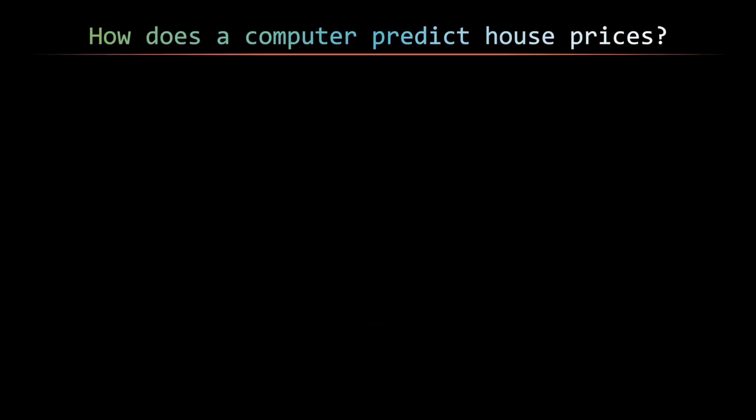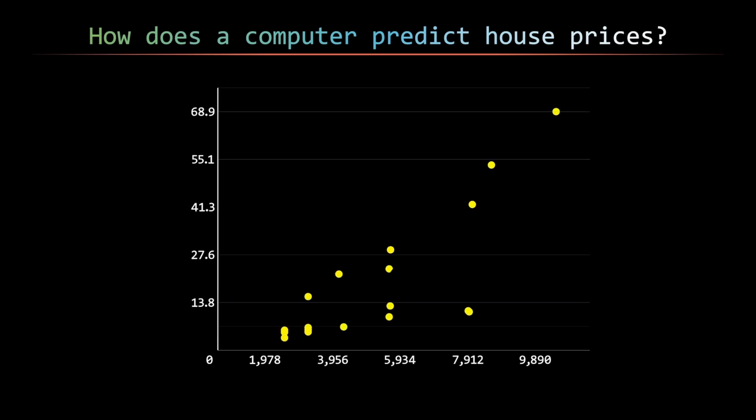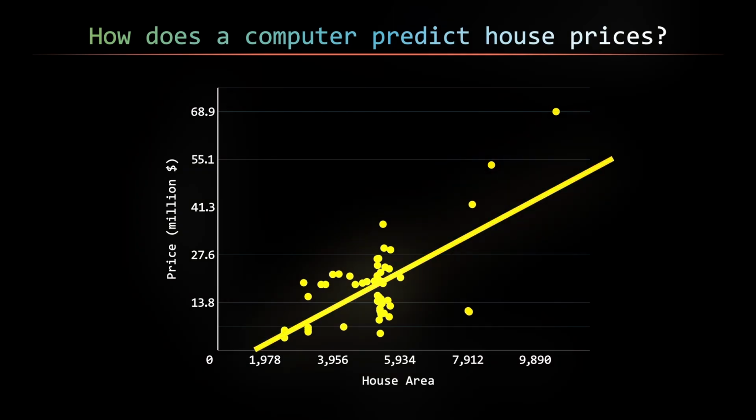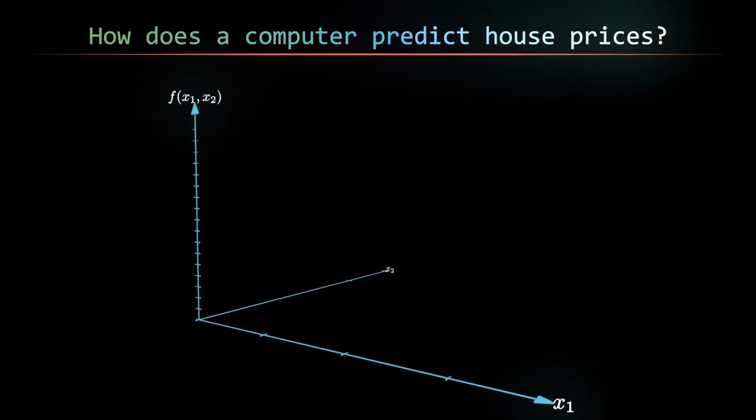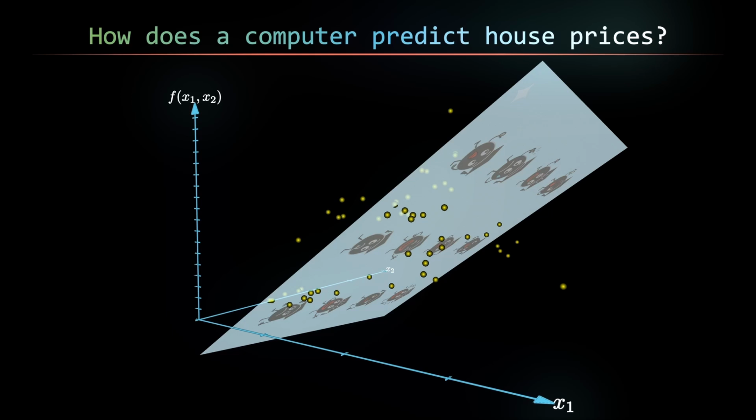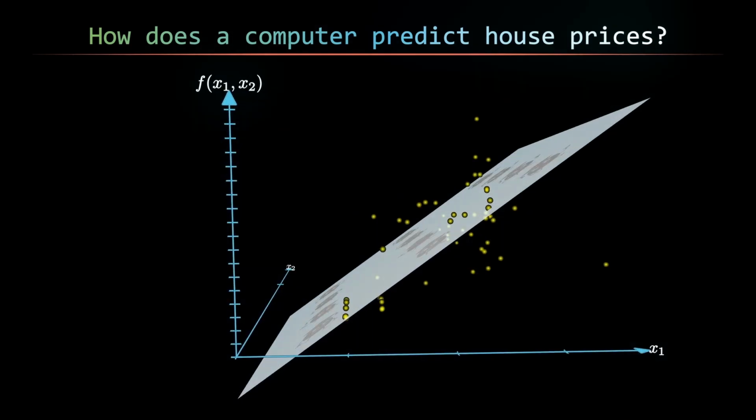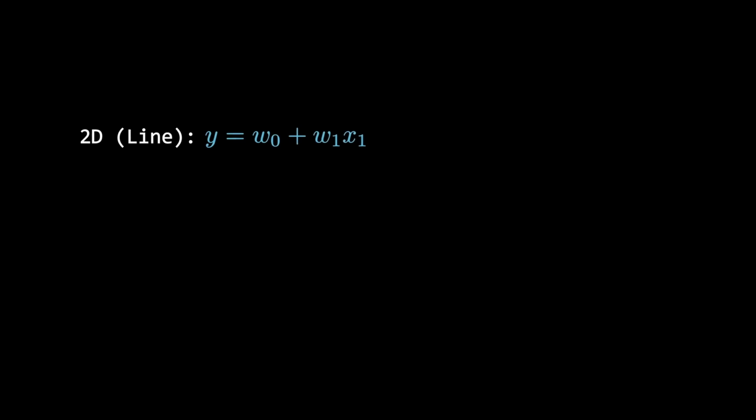How does a computer predict house prices? First, we assume that the independent variables and the dependent variable have a linear relationship. When there is only one independent variable, we have two axes, one for the input and one for the output. So the prediction becomes a straight line on a two-dimensional plane. If there are two independent variables, we now have three axes, and the prediction forms a plane in three-dimensional space.